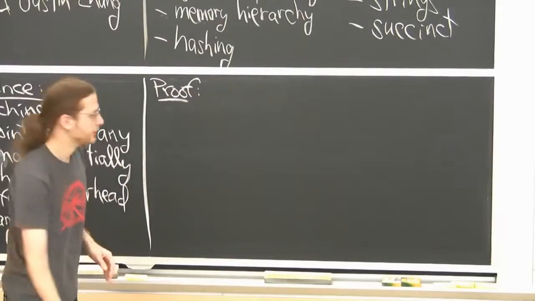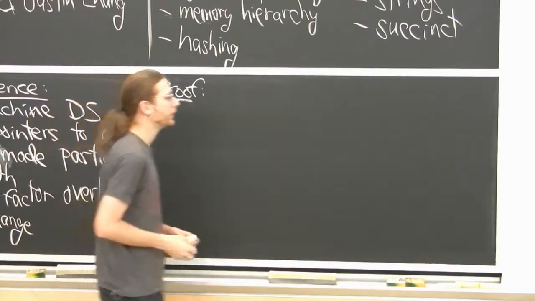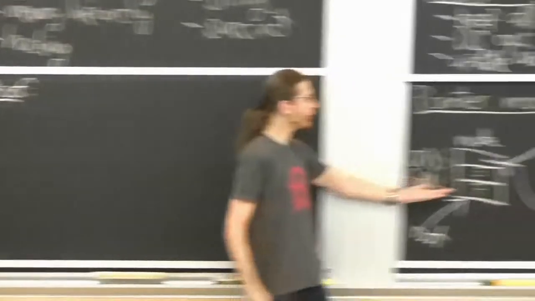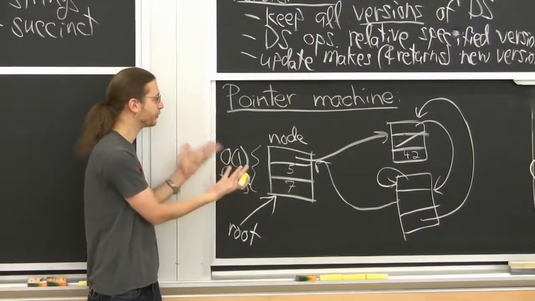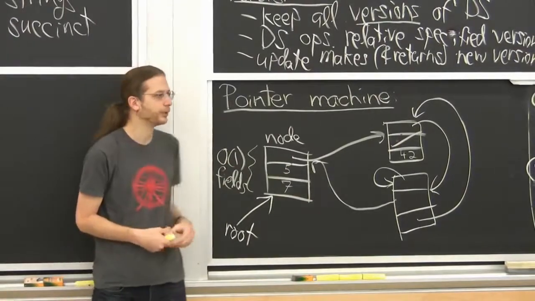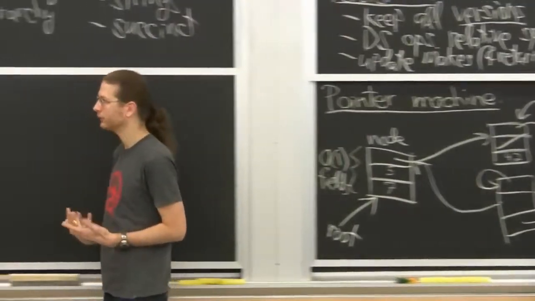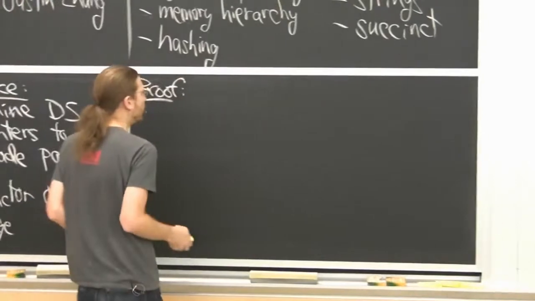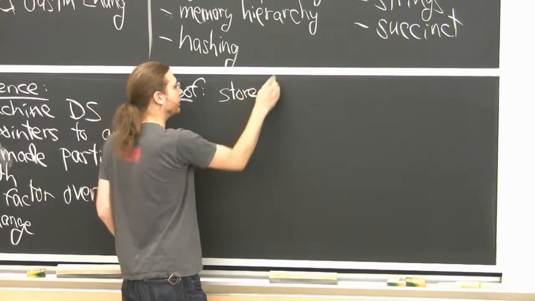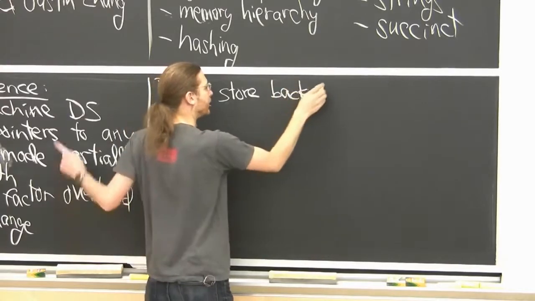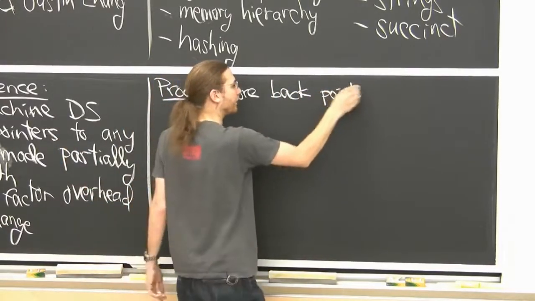Okay, the idea is pretty simple. The pointer machines are all about nodes and fields, so we just need to simulate whatever the data structure is doing to those nodes and fields in a way that we don't lose old information and we can still search it very quickly. First idea is to store back pointers. And this is why we need the constant in degree constraint.